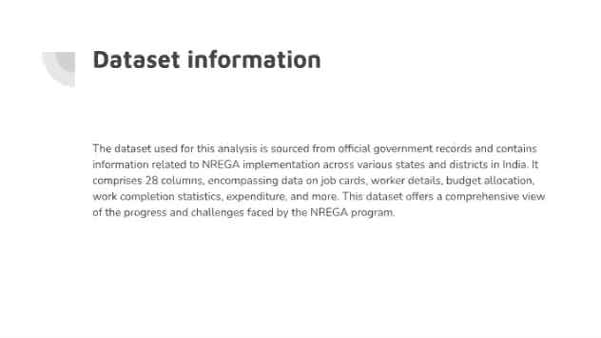So, the dataset information. The dataset used for this analysis is sourced from official government records and contains information related to NREGA implementation across various states and districts in India. It comprises 28 columns, encompassing data on job cards, work details, budget allocation, work completion statistics, expenditure, and more. The dataset offers a comprehensive view of the progress and challenges faced by the NREGA program.